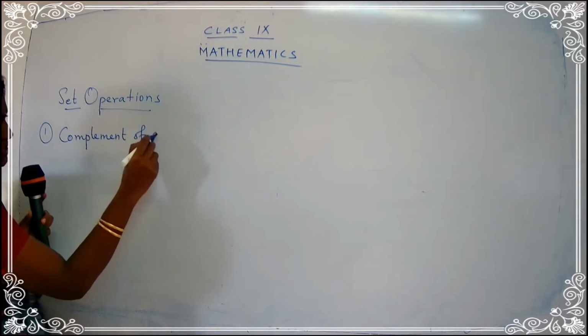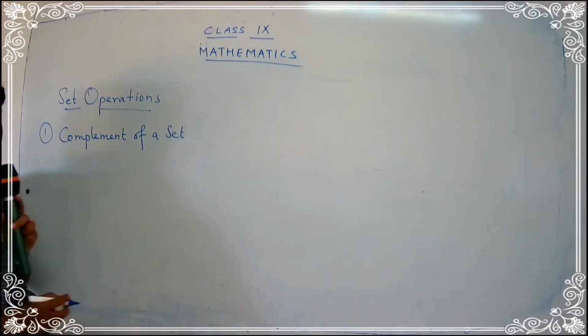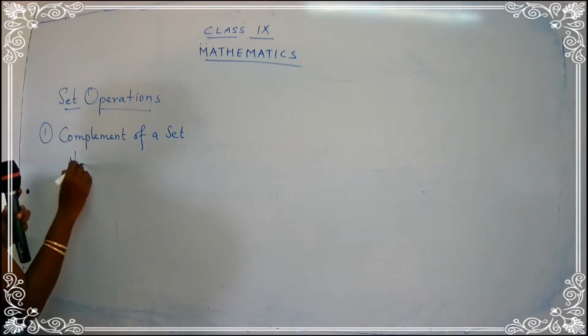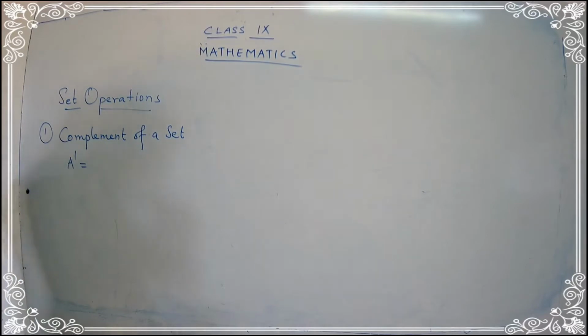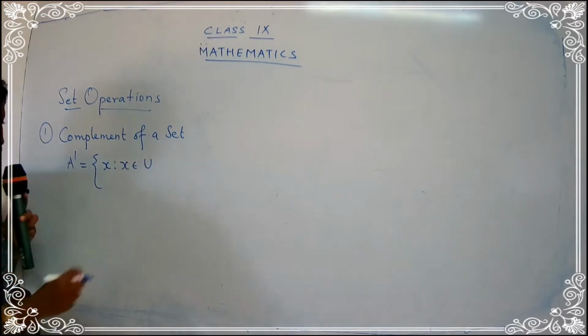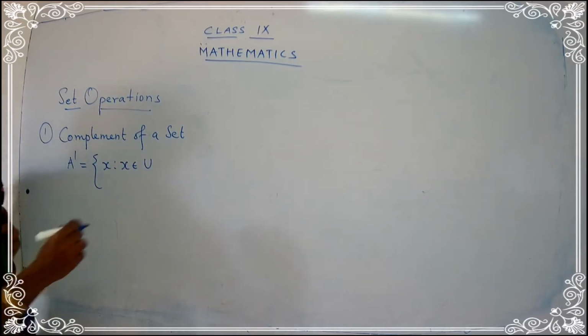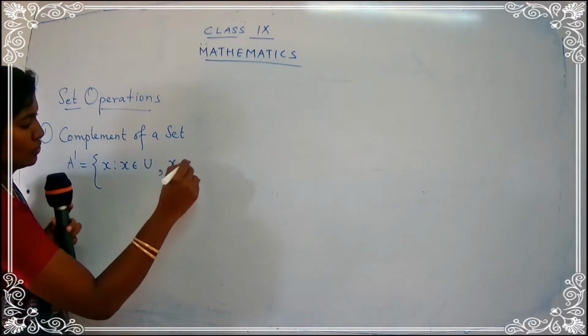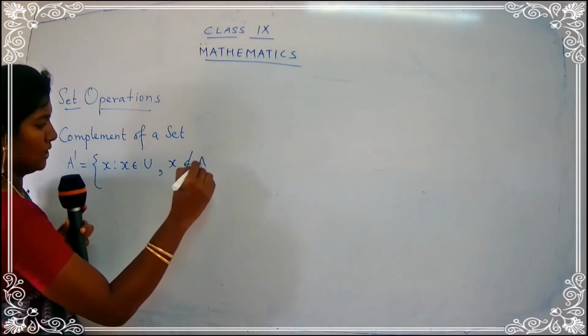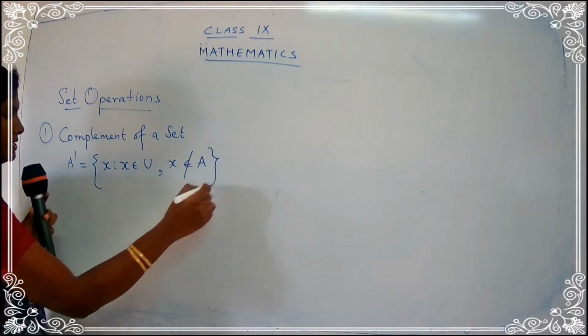Complement of a set. This is the first operation that we are going to deal with. So you write down here, A dash is equal to x such that x belonging to U, x does not belong to A. Write down the complement. I'll explain what this is.